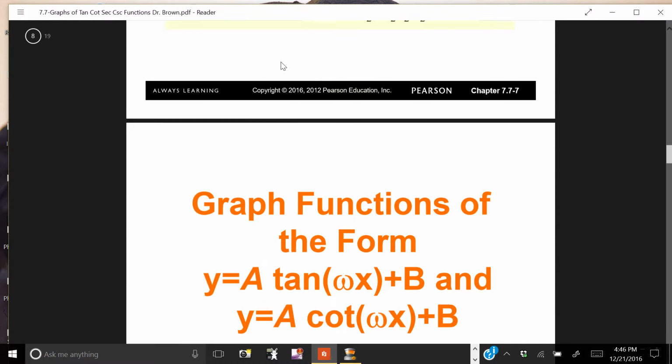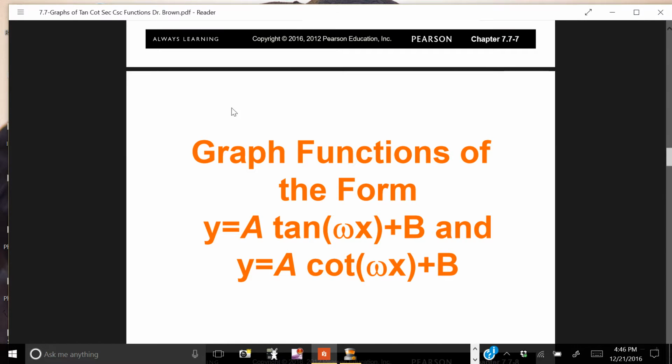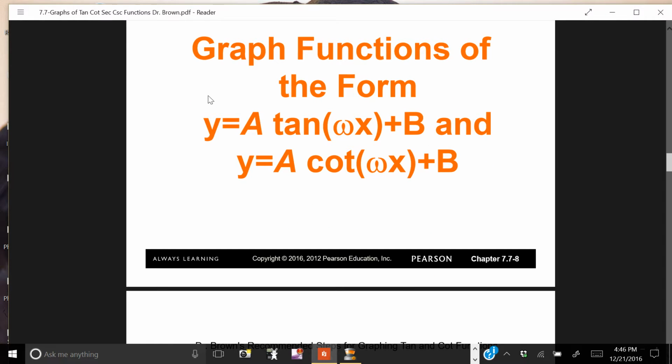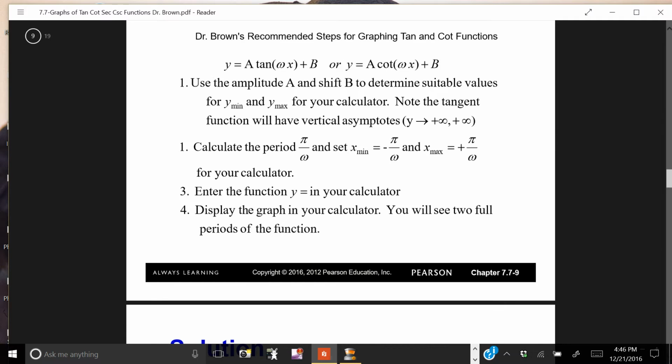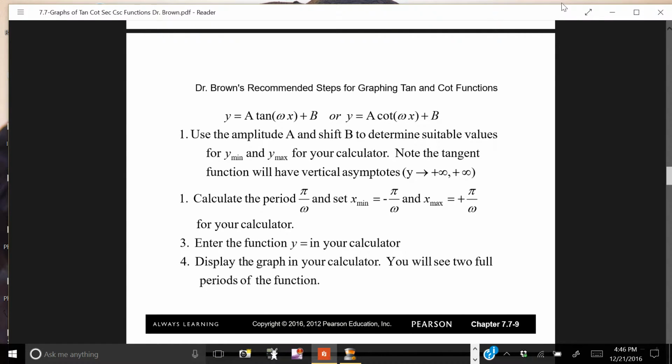Now, notice that we're going to do cotangent in a moment, but I'm going to show you how we would graph the general functions like tangent and cotangent of omega x plus b. And here is the way I would like for you to do it. I think it's the easiest using your calculator. The value A here denotes how large the tangent function can get compared to just a tangent function. And the absolute value of A is called the amplitude. And B is just a vertical addition to the value of y.